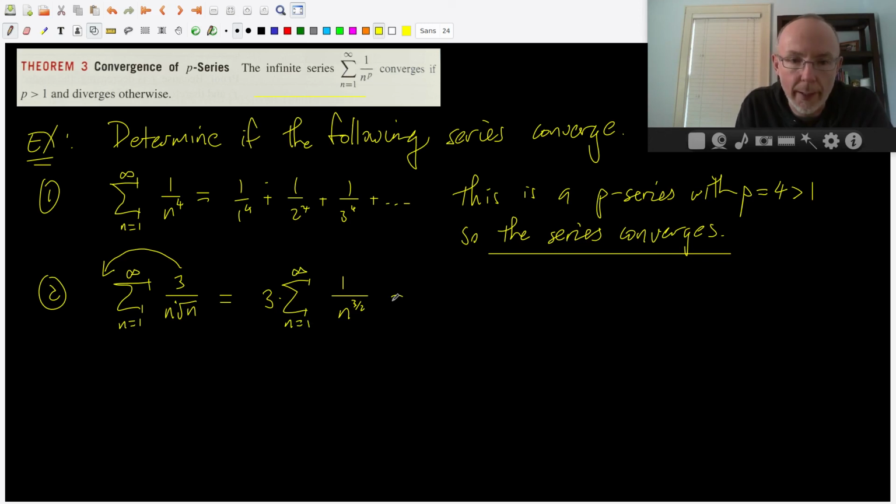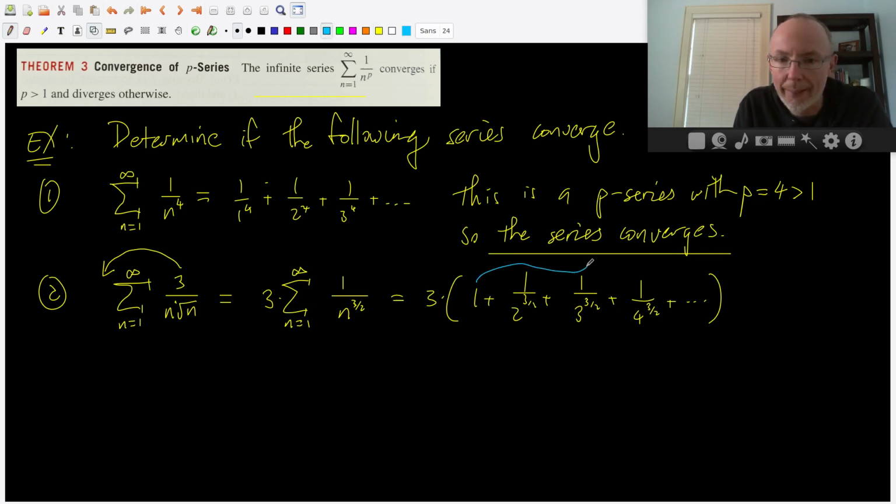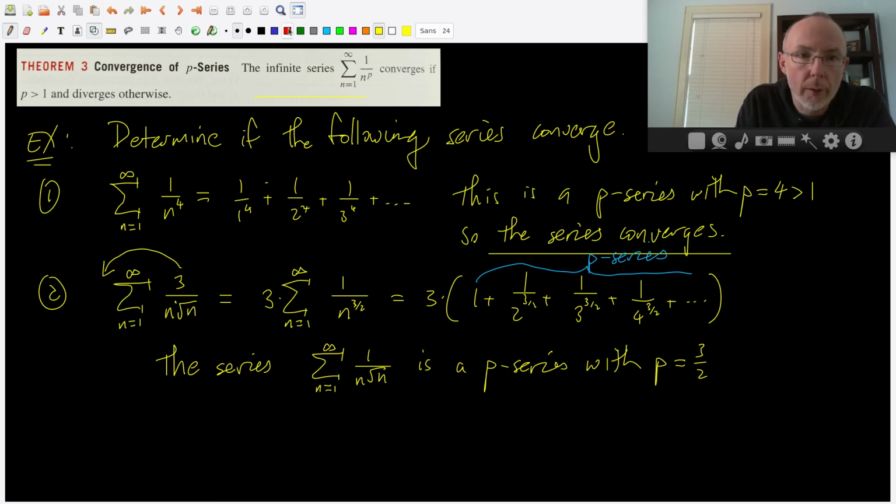In other words, if I wrote that out, all I've got is the 3 out as a common factor, and then I'm doing this summation in here. But this is a p-series, right? This is a multiple of a p-series. It's a p-series with p equals, well, 3 over 2. So not including the 3, just looking at this piece, I've got a p-series, and p is 3 over 2, and that's bigger than 1, so this series converges.